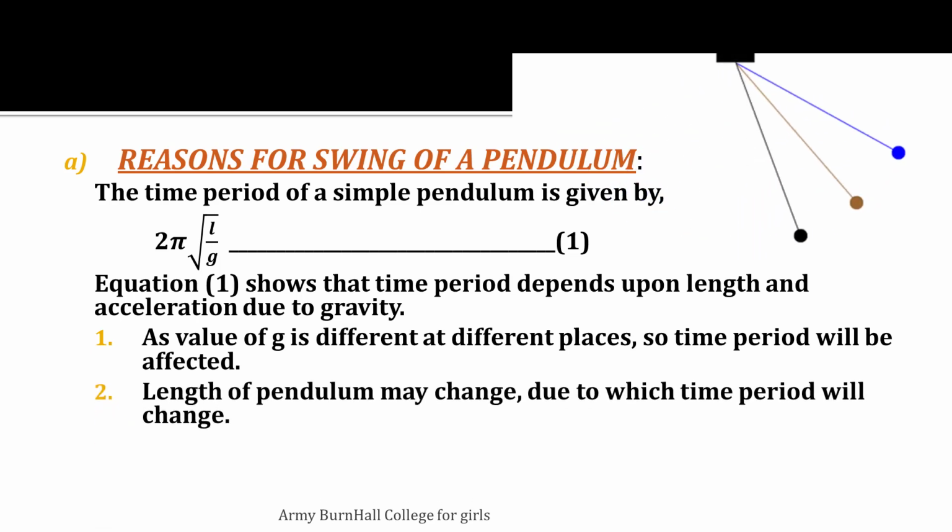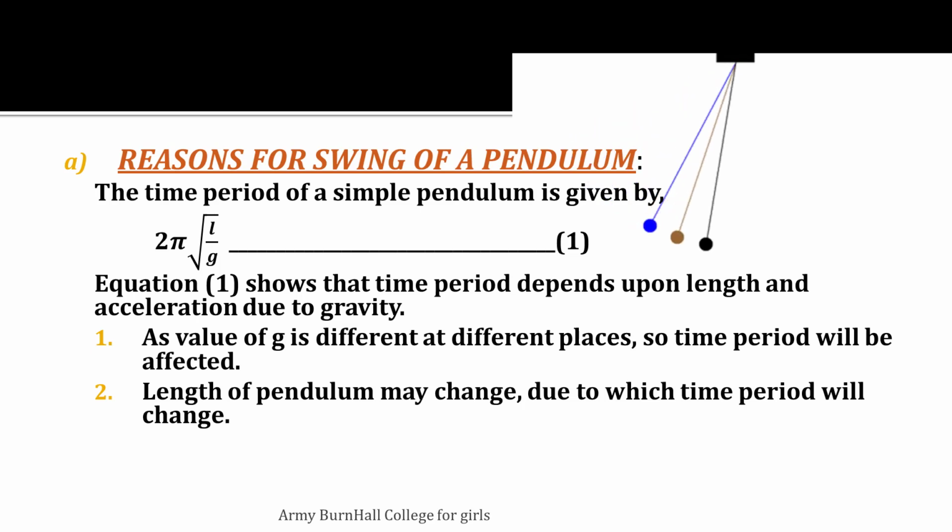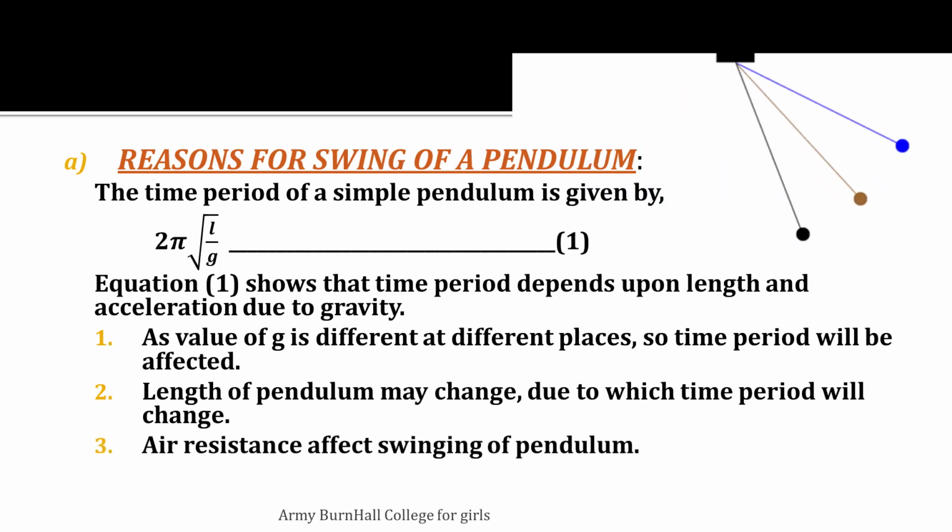Number 2, length of pendulum may change, due to which time period will change. For example, if a metallic wire is used and it is summer season, that will expand. If it is winter season, that will contract. So even for a single pendulum, length may change, so time period will change. Air resistance affects swinging of pendulum, so air resistance is also another factor which is affecting time period of a simple pendulum. So we will say that simple pendulum and human pulse cannot be set as a time standard.